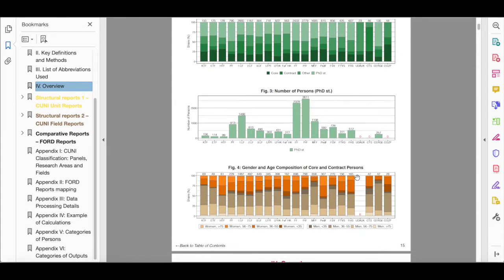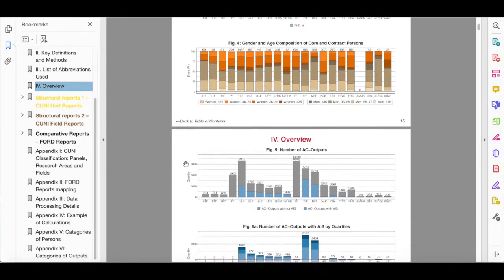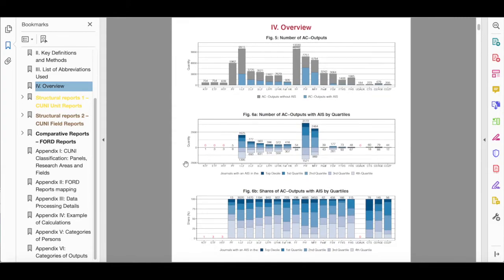Figure 4 visualizes the gender and age composition of the two main categories of persons, core and contract, at each unit. It is easy to see from the graph, for example, which units are more gender balanced, and which include more young persons of both genders. The following 2 pages focus on scientific outputs produced during the reference period, and their types and qualitative structure.